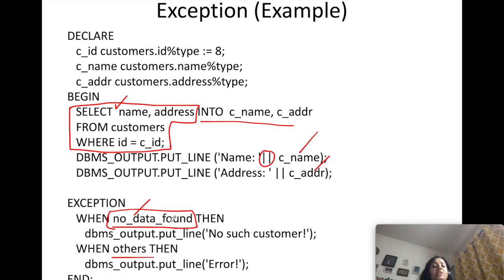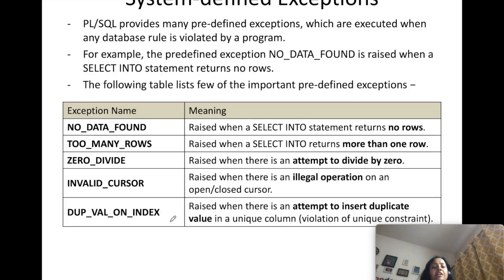Now, other than no_data_found, are there any other inbuilt exceptions? Yes, there are. I have made a list here: no_data_found, too_many_rows, zero_divide, invalid_cursor, value_error, and so on. Whatever I wrote here are some of the most used exceptions. Other than these you have more, you can go through them.